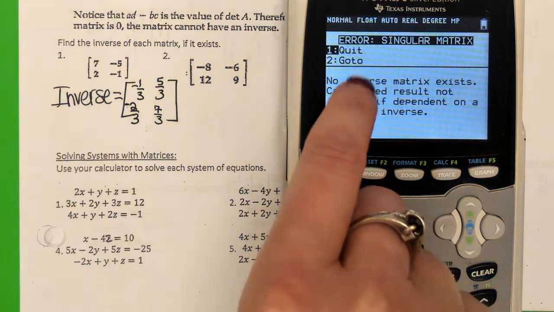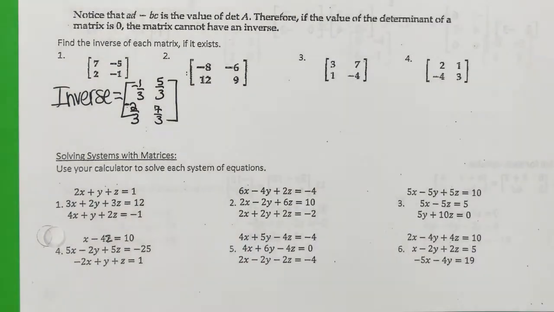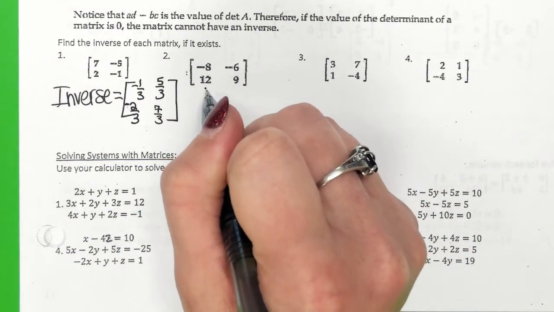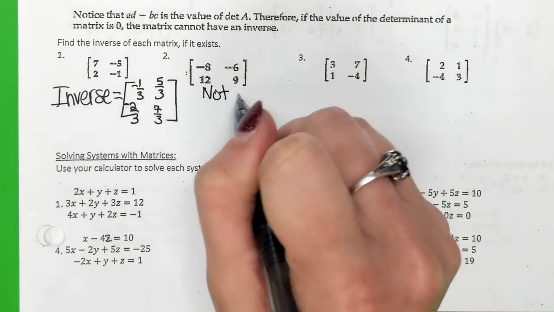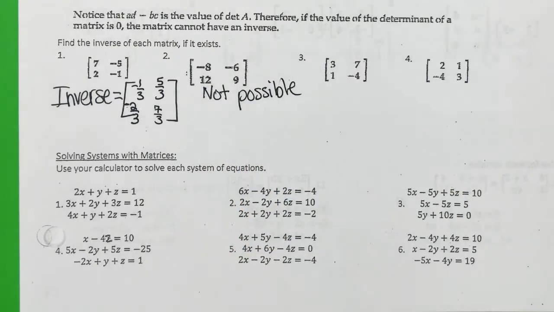So this means that we were dividing by what number for it to give us an error? 0. There you go. So what do we just need to write? No solution, not possible. There you go. Does not exist. Not possible or does not exist. There you go.